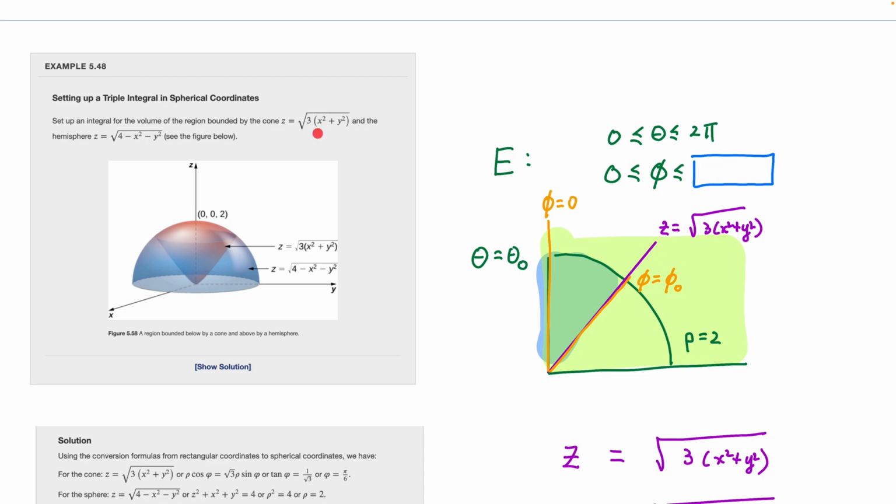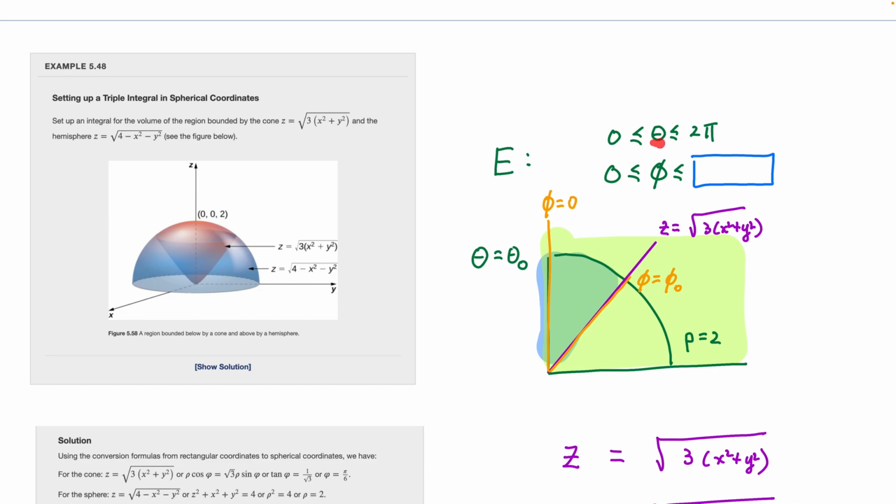Let's take two surfaces, one a cone and the other a hemisphere. The cone is pictured here in red and the hemisphere in blue. Those two will capture a solid, let's call it E, that is like an ice cream cone. That ice cream cone will make a full circle. If we pick a point and walk around, we'll get a full circle, so 0 to 2 pi on theta.